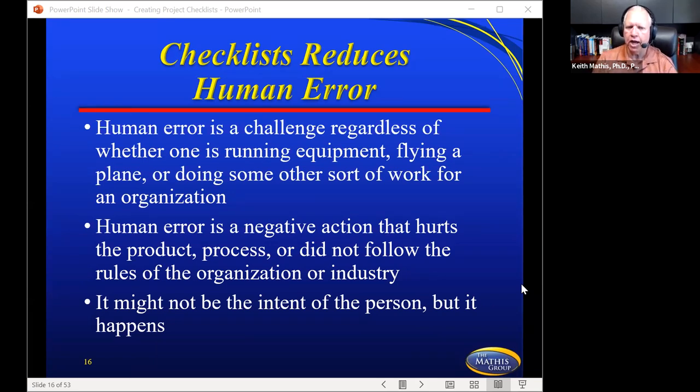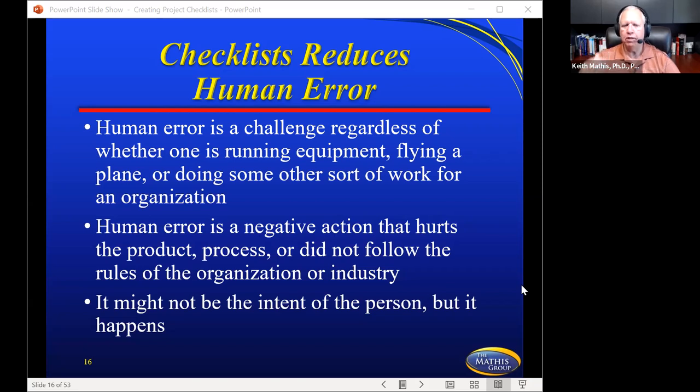So human error is a challenge regardless of whether it's running equipment, flying a plane, or doing some other sort of work. Human error is a negative action that hurts the product, the process, or did not follow the rules of the organization or industry. So in other words, we didn't follow the best practice. Now, I'm introducing the word best practice here, not because it's in this piece of narrative, but because that's usually what we are doing. We are building our checklist based on the best practice, at least for that organization, or for that part of the process for that organization.